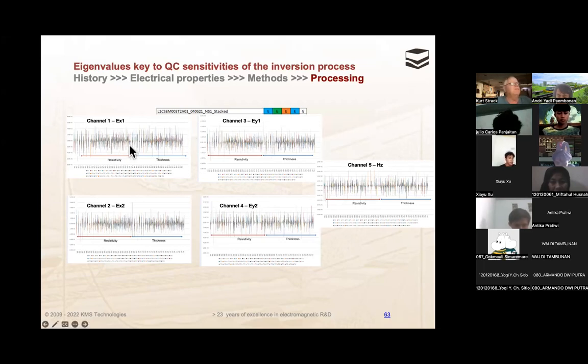We have in this model 31 layers. That means we have 32 resistivities and 31 thicknesses. And you can see that the data is evenly distributed. Maybe here there's a little bit more weight to the near surface and here as well. But otherwise, this data set is sensitive all the way down to the 31 layers.